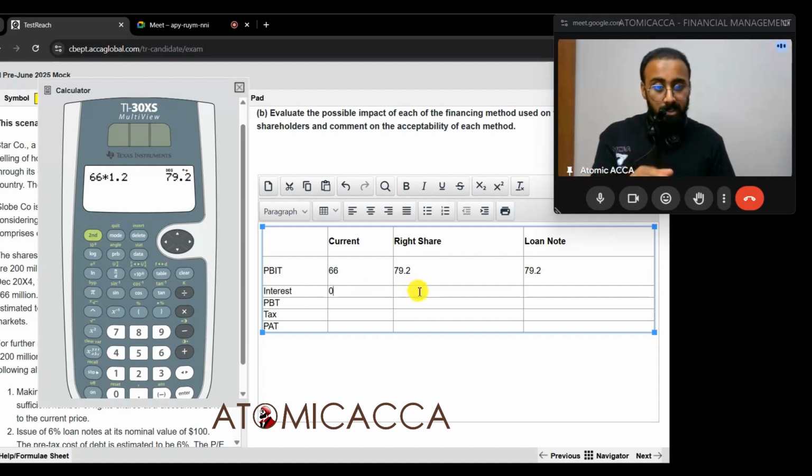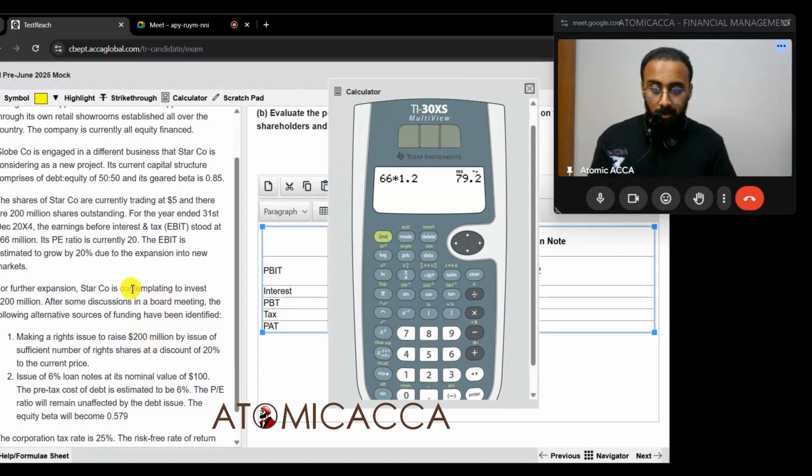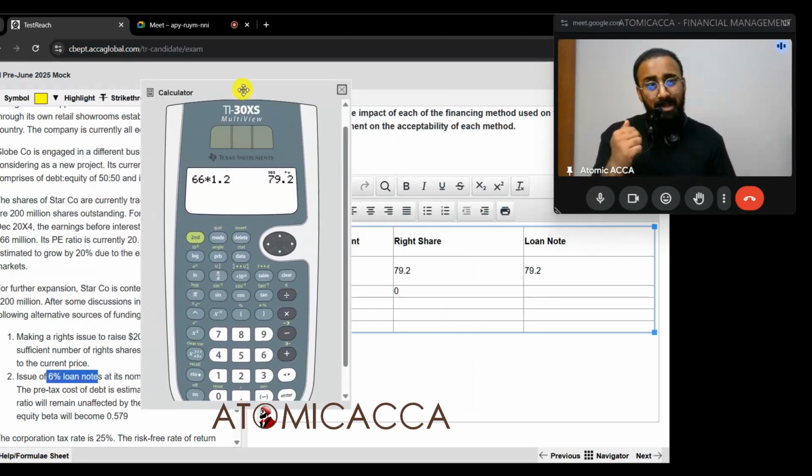If I'm issuing a rights share, I still have no interest to pay, 0. If I'm going with a loan note, I have interest to pay. How much? We are raising 200 million by the loan notes, and we are paying 6% interest on that. One question: do we have to take pre-tax or post-tax? We have to take pre-tax.